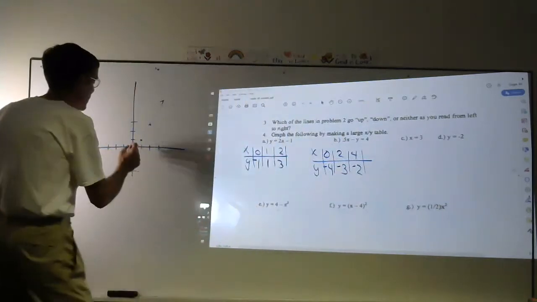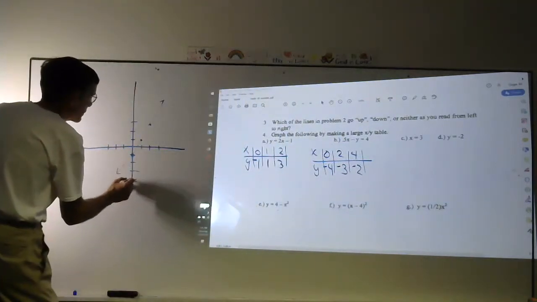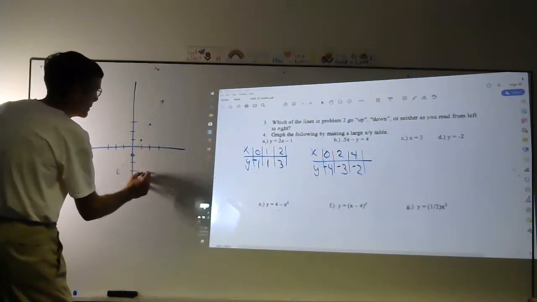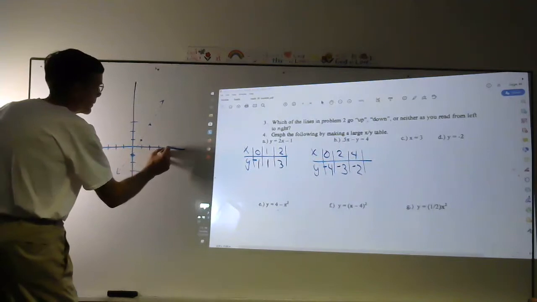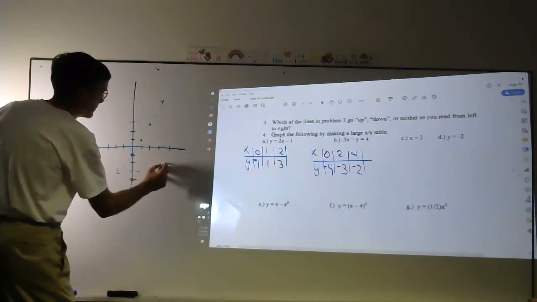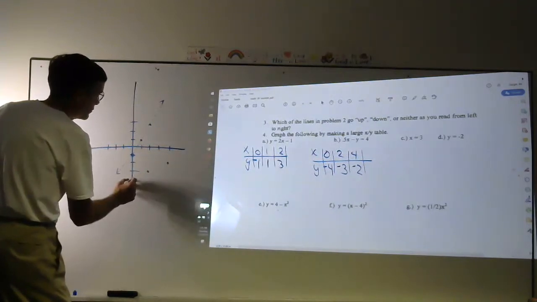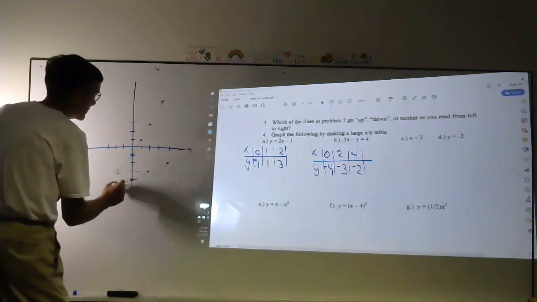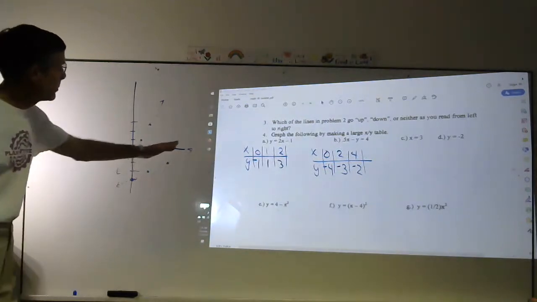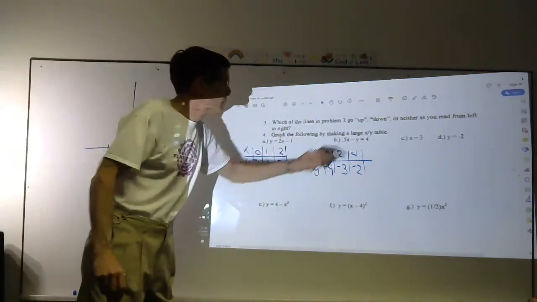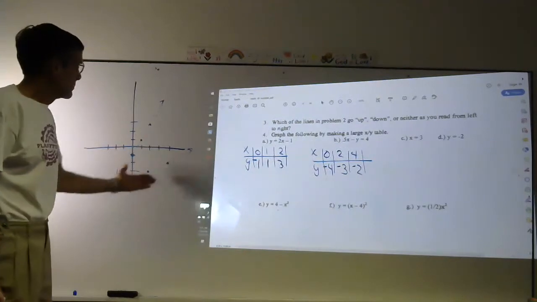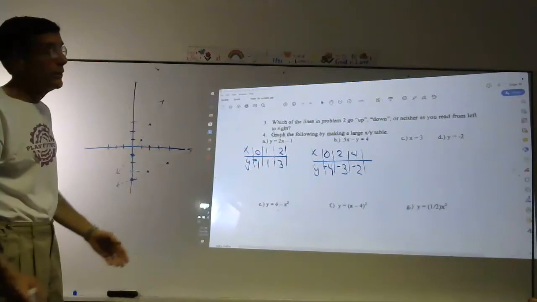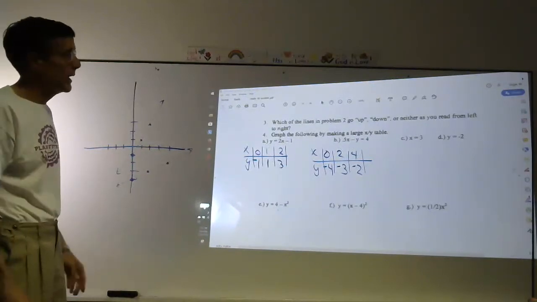Plot the points. 0 and down 4. 2 and down 3. 4 and down 2. You can see this line is going like that. Okay? Any point on that line will make that true. Any point that makes that true then has to be on that line. And there are millions and millions of points that do that.